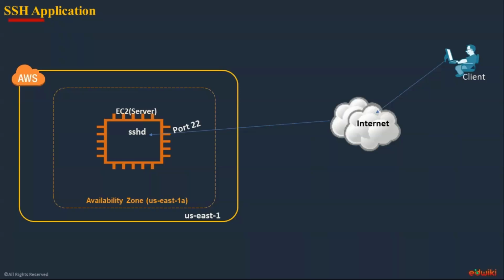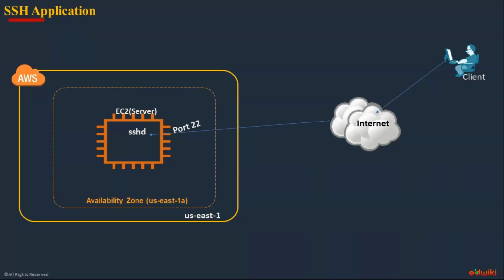So the SSSD service is actually listening on port number 22. What is this port number 22, right? Your EC2 server is responsible for giving multiple services, guys. The SSSD is one of the services, right? What is the purpose of the SSSD service?